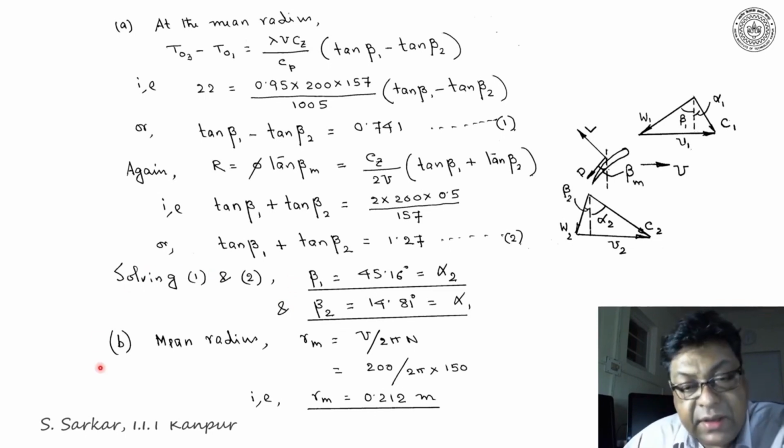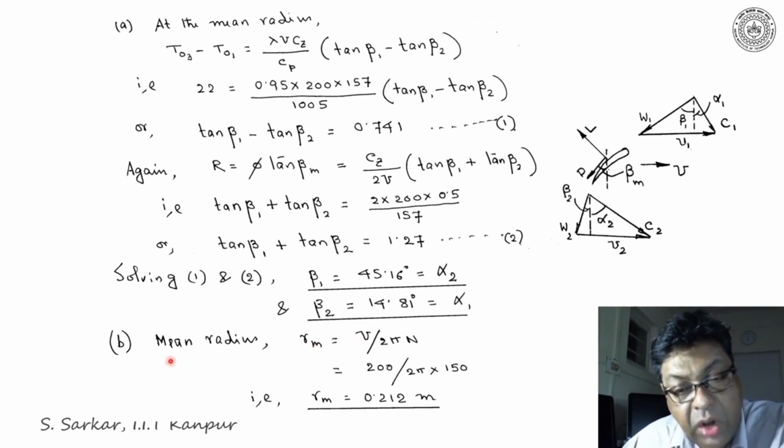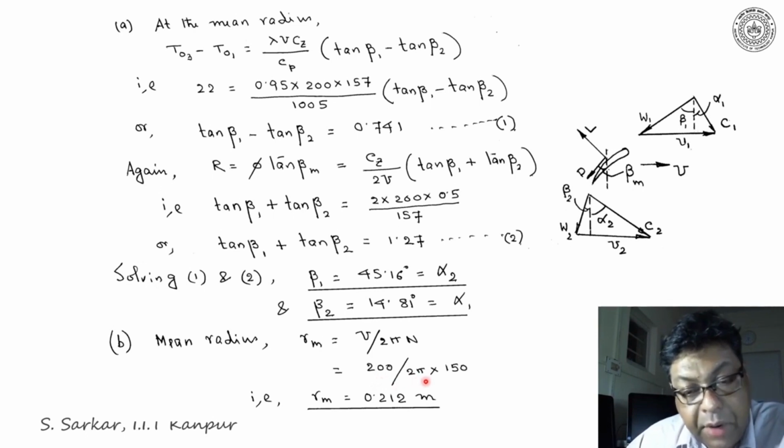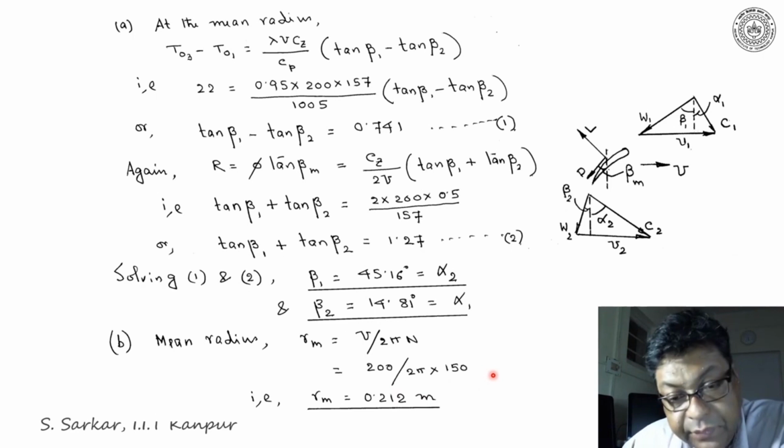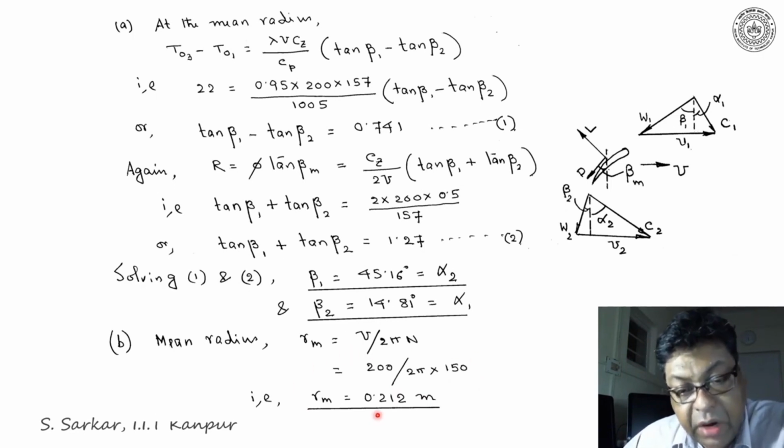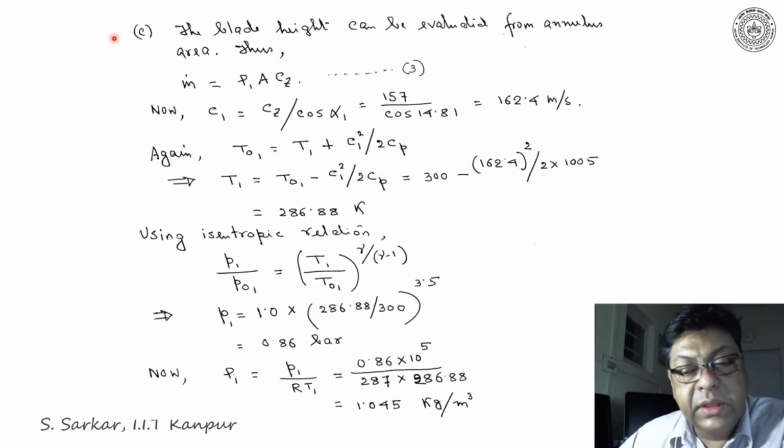Now the next point that has been asked is the mean radius. So I can write Rm is equal to u, that is the tangential or the blade speed, divided by twice pi n, where n is the rotation of the blade, that is equal to 150 rps. So put the values: 200 divided by twice pi into 150. If you do that, you will get Rm is equal to 0.212. Thus, I got mean radius as 0.212 meter.